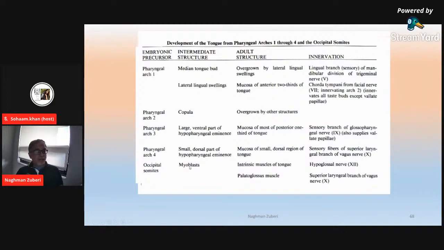Occipital somites, myoblasts, they give the intrinsic muscles of the tongue, and those are innervated by the hypoglossal nerve, as well as the palatoglossus muscle, the superior laryngeal branch of the vagus nerve, it innervates the palatoglossus. This is an exception because it is coming from the palatal side. So origin is palate, and it is inserting into the tongue. Palatoglossus muscle, its nerve supply is different.